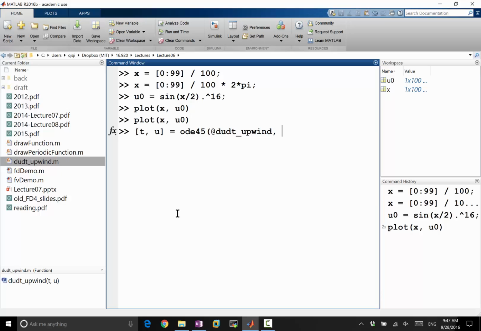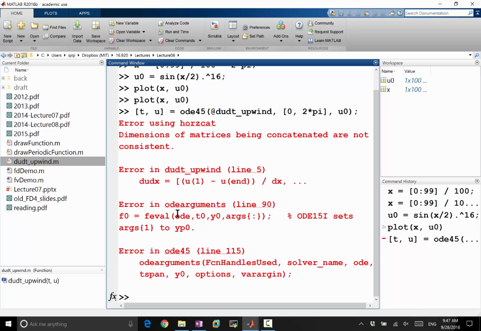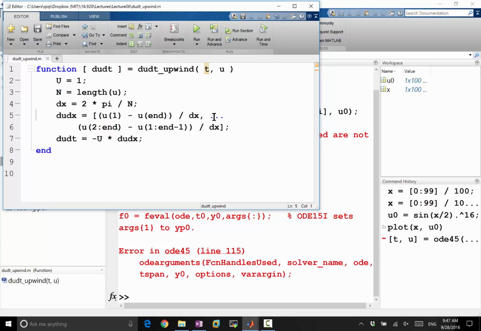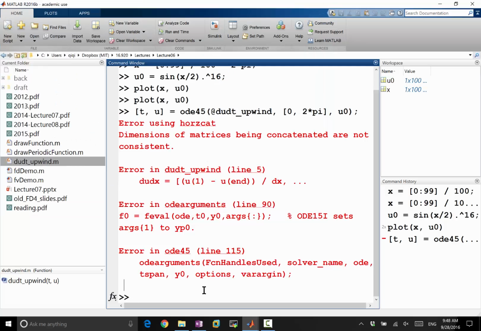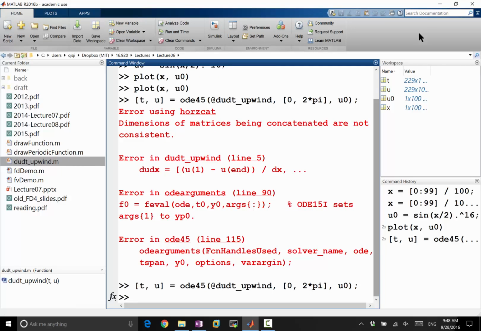Okay, so t, u is equal to ode45 of @dudt_upwind. What's the second parameter? Is it time? 0 to 2 pi, and my u0. So that is not consistent. I think again I should be doing this instead of that. Okay, so I think it's probably because U is a vertically oriented vector. So let's do that again. Now we have a U. ode45 obviously determined that this interval is too big as a time step, so it automatically divided this interval from 0 to 2 pi into 229 subintervals and did time integration on that. So T is a vector like that and U is like that.